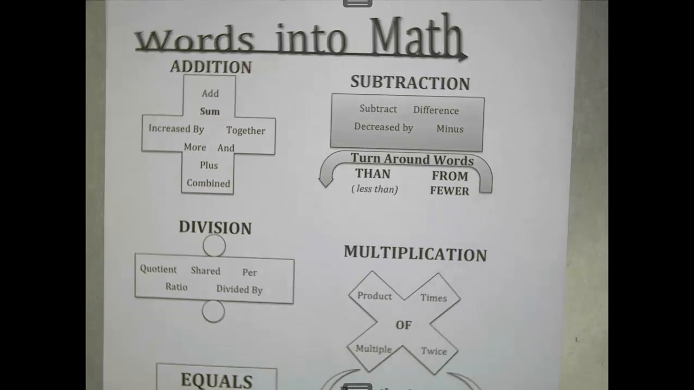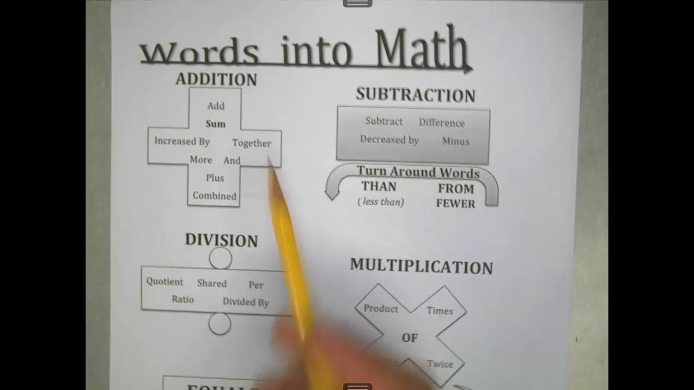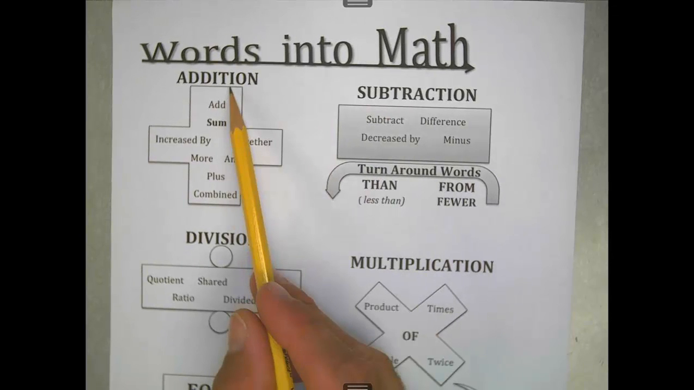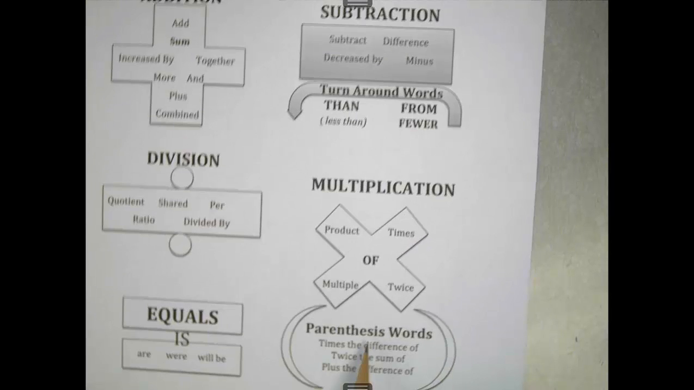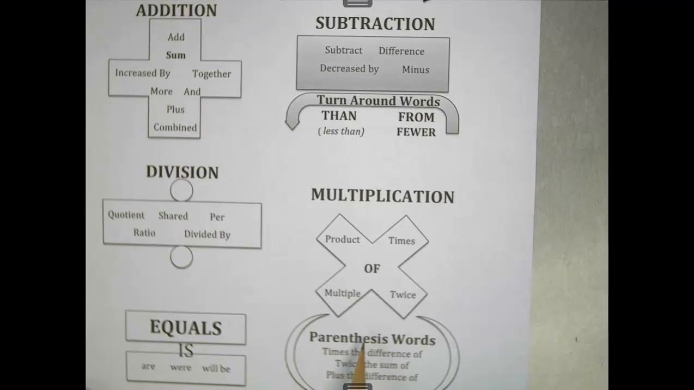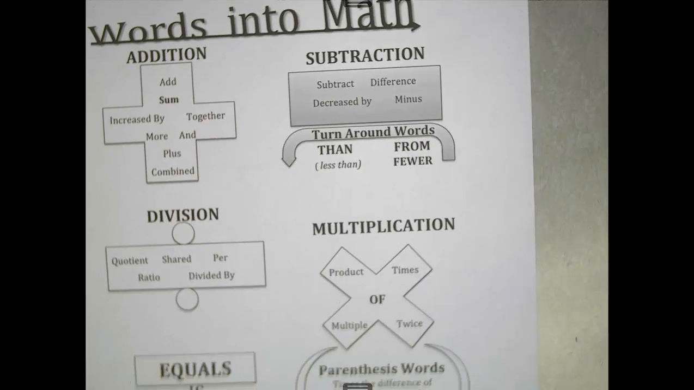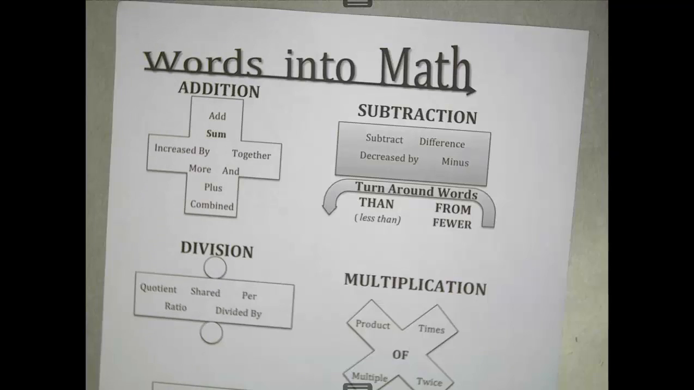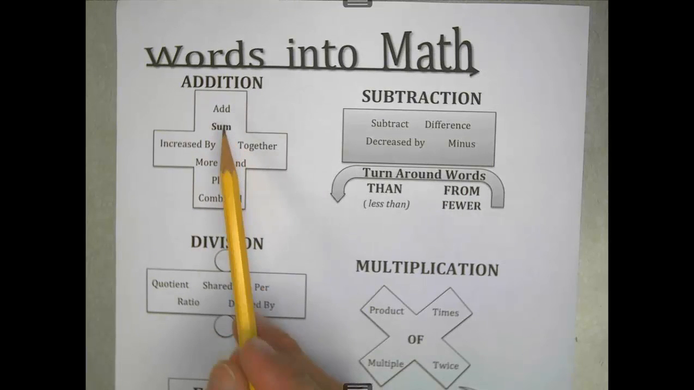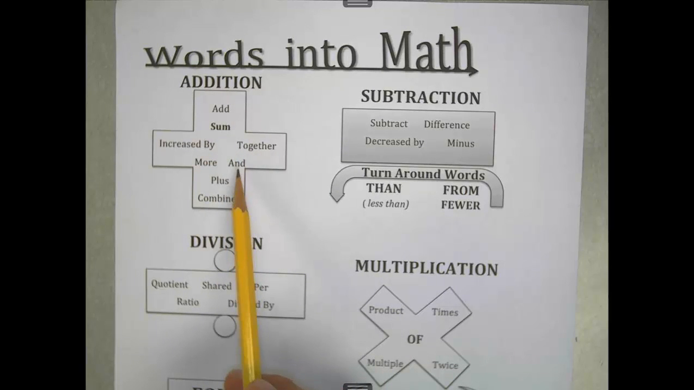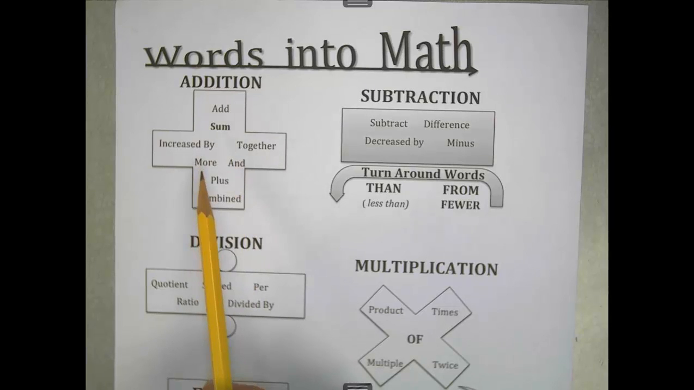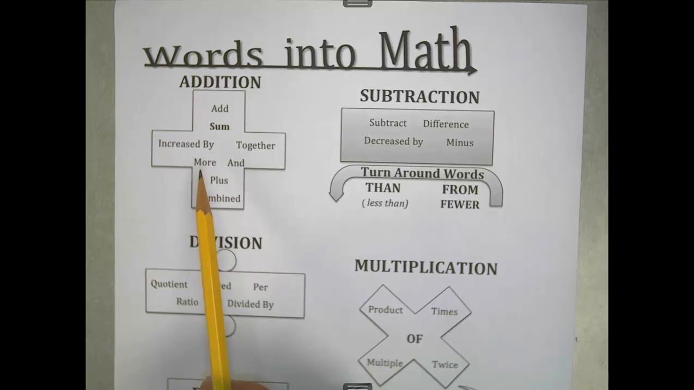All right. So first of all, we need some words. Words in the math, we have addition, subtraction, division, multiplication. We have equals and then parentheses as well. So those are the words that we're going to have. Okay. Now, let's start with addition. There's a bunch of words here for addition: add, sum, increased by, more, and. So there's a bunch of words here, and you need to basically be able to translate English into math and vice versa using these words.